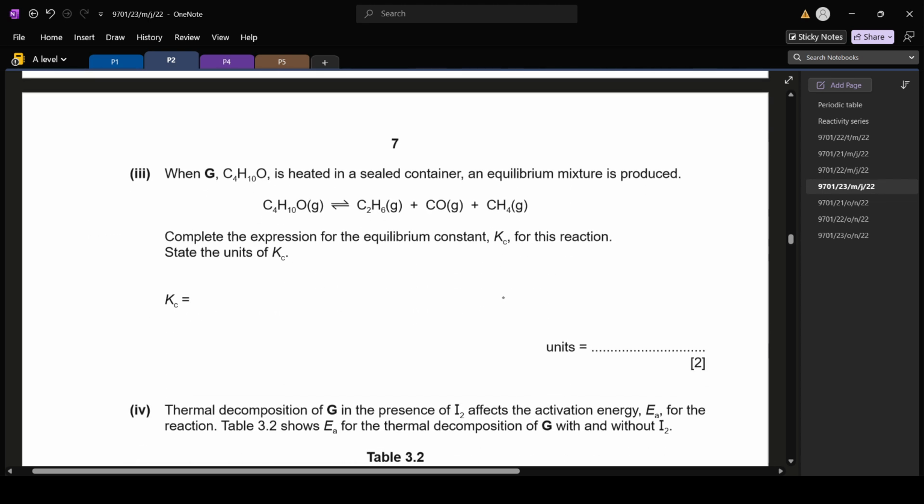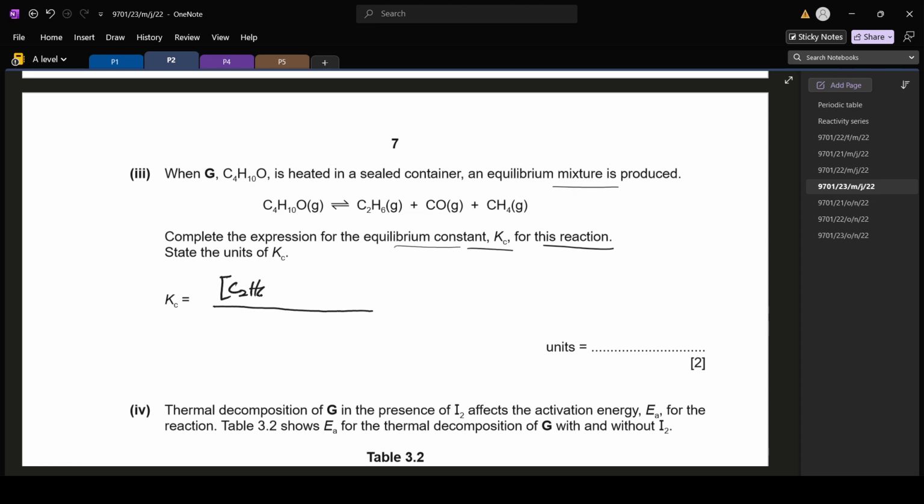Part 3. When G is heated in a sealed container, an equilibrium is established. Complete the expression for the equilibrium constant Kc for this reaction. This is the ratio of the concentration of products divided by the concentration of reactants. The products are here: C2H6, which is ethane, the concentration of ethane. Then we have carbon monoxide. Then we have methane.